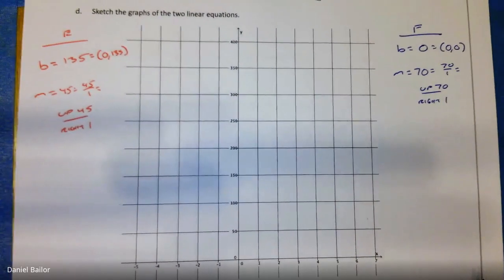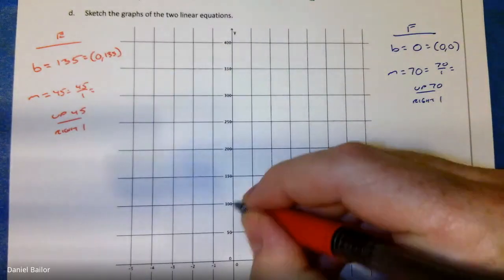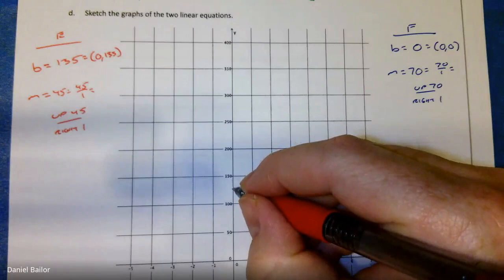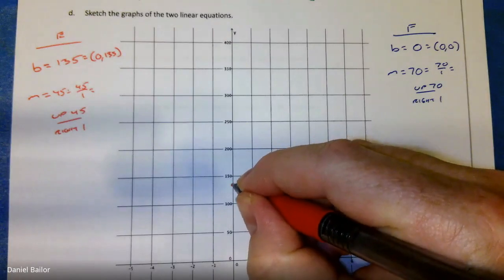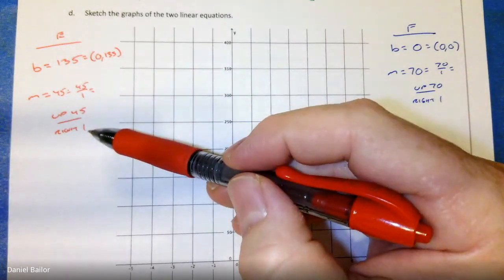Let's do Efren. His y-intercept is 0, 135. So there's 0, there's 100, there's 150. It's going to be about right there. That's his y-intercept. Now he goes up 45, right 1.